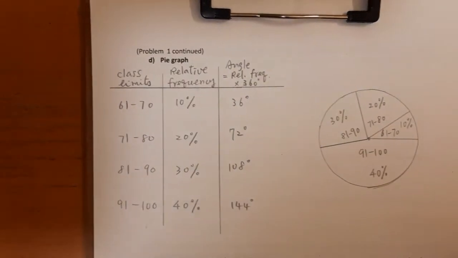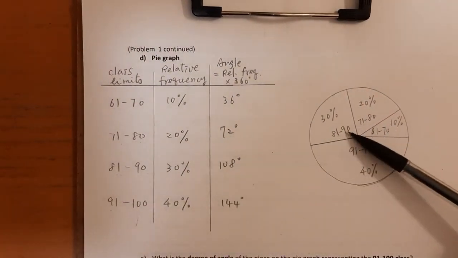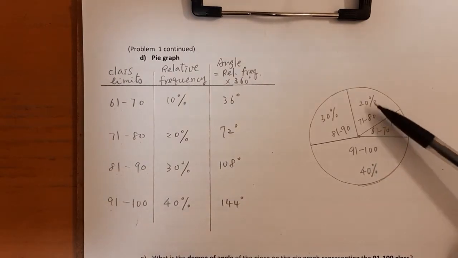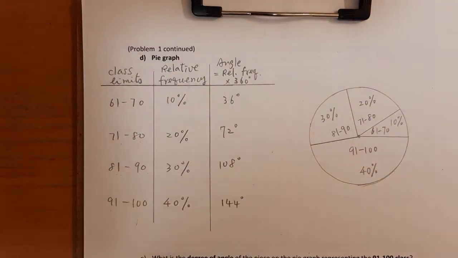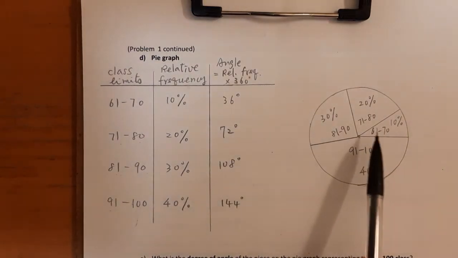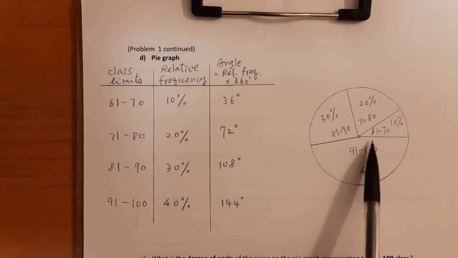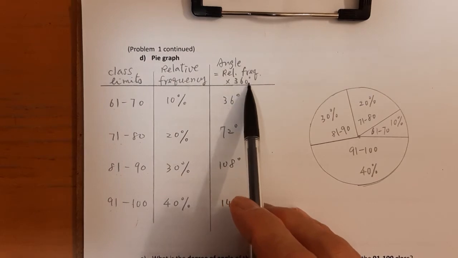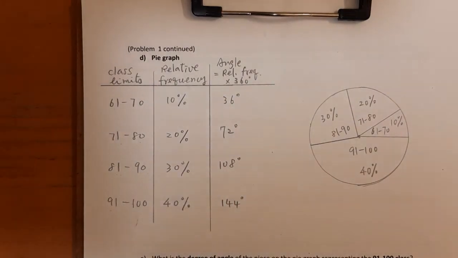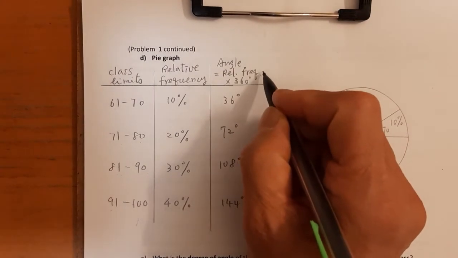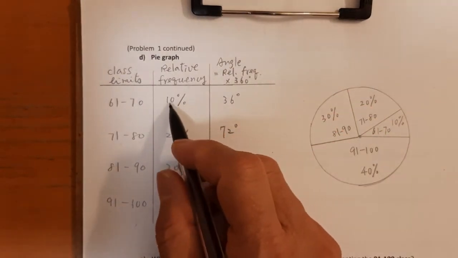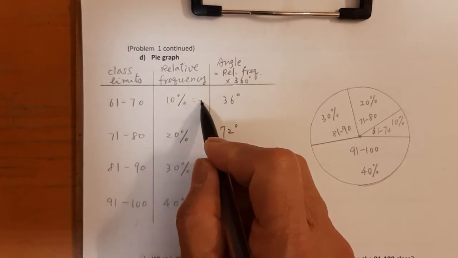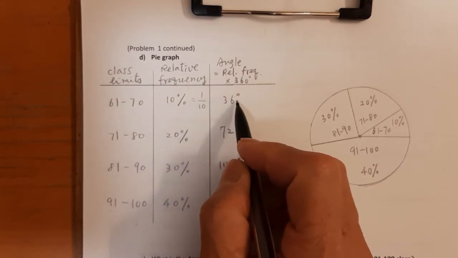Because on the pie graph, we have to indicate the class, and we have to write down how much percent, the relative frequency. Then we have to figure out the angle of each piece. Angle is equal to relative frequency times 360 degrees. So this one is 10%, which is 1 out of 10, times 360 degrees.